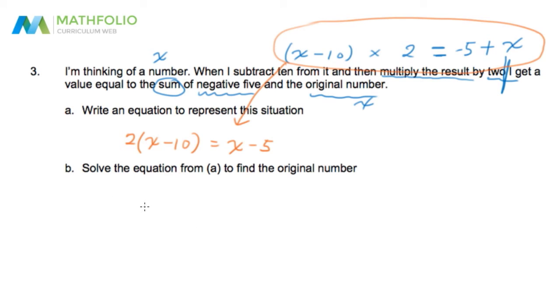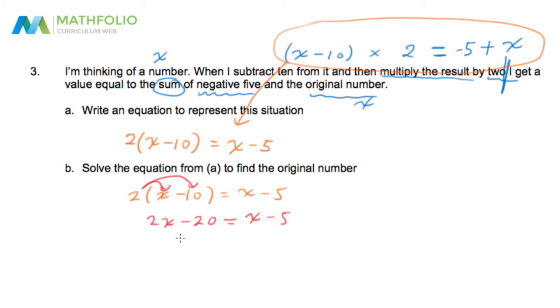The next step, say solve the equation from a to find the original number. So let me write it out again. I've got 2 parentheses, x minus 10 equals x minus 5. So I'm going to change color for a second. Let's go to red. So when we're distributing, we can send rockets. So 2 times x is 2x. 2 times minus 10 is going to be minus 20. You can think of that as -20 as well. And this equals x minus 5.